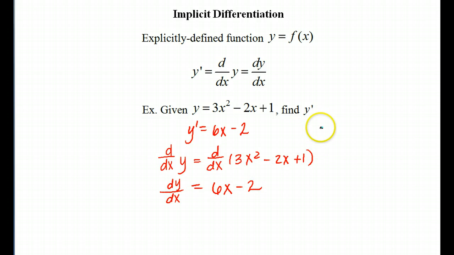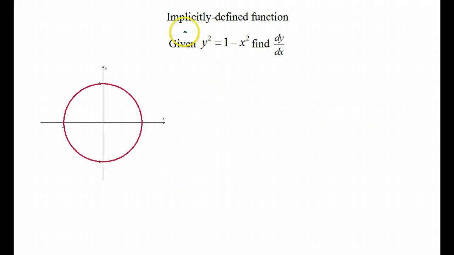So you might be thinking, we've done this before. And it's true, but we never thought about it as taking the derivative of both sides of the equal sign with respect to x. And now that's how we're going to have to think about taking derivatives when we try to take the derivative of a function that is defined implicitly instead of explicitly. So let's look at an example of that. Alright, so here we have an example of an implicitly defined function. So given y squared equals 1 minus x squared, find dy dx.